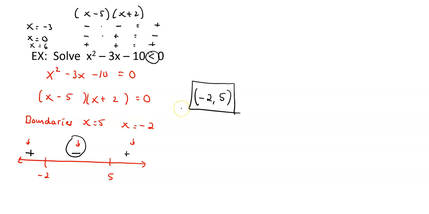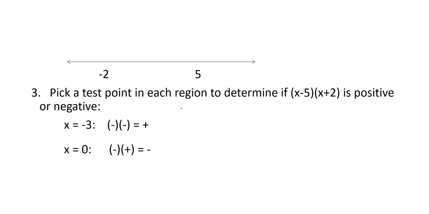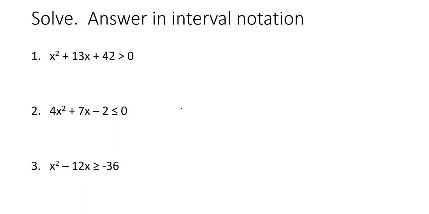What follows on the PowerPoint is just me explaining the whole thing, right? We put the boundaries, we set them up on a number line, we graphed it and got the answer. All right. This one says solve, answer with interval notation. So x squared plus 13x plus 42 is greater than 0.